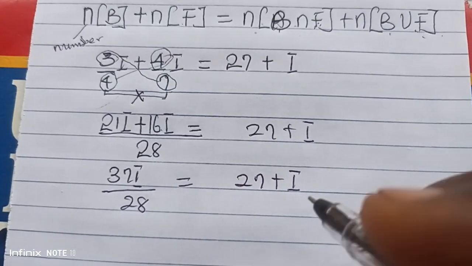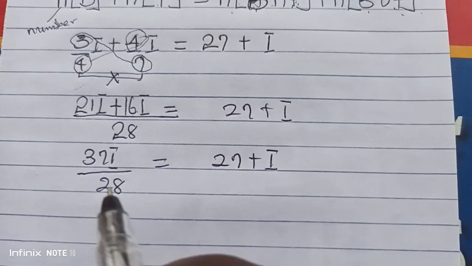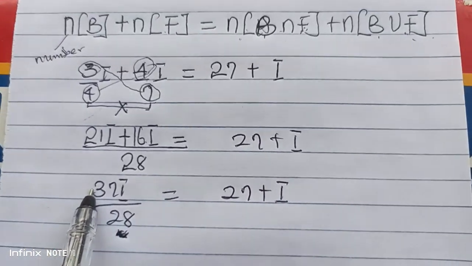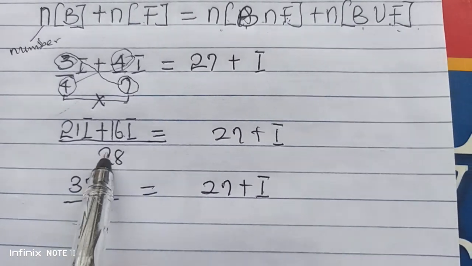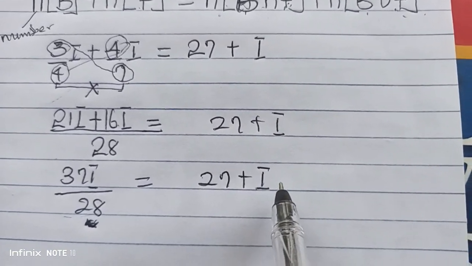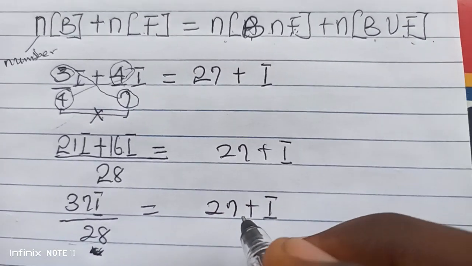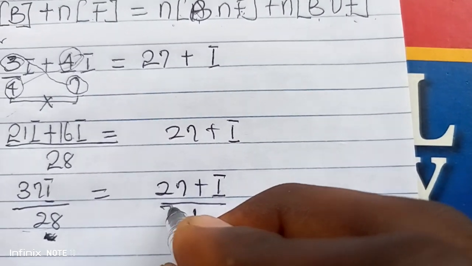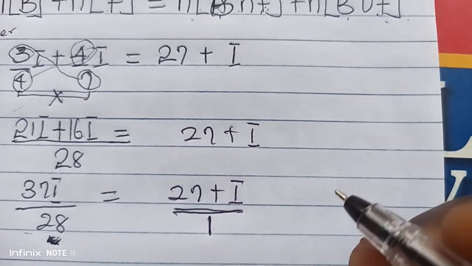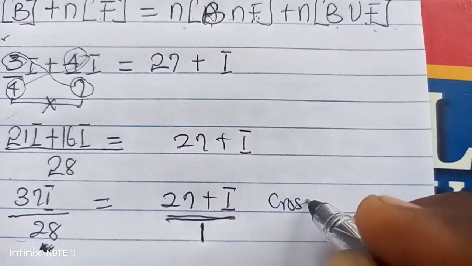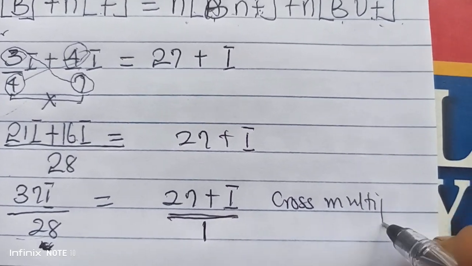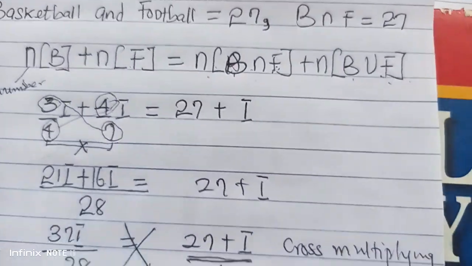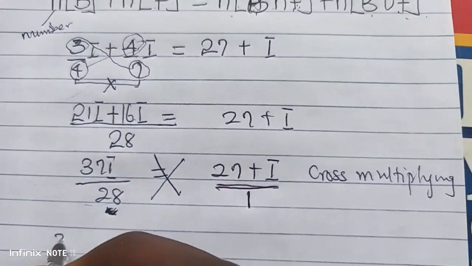But me, I want to multiply both sides with 28 because 28 is under here. I can easily multiply this side here with 28 and this place with 28, which is the same thing as cross multiplying. Let me call it cross multiplying. So for that, I will put everything in this place over 1, and I will now apply my cross multiplying. So 1 times 37i gives me 37i.